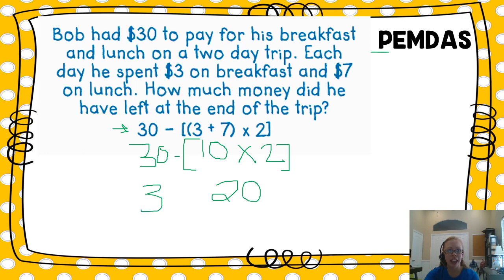And I go to my final step here. Each time I like to rewrite the problem to keep everything organized. I don't have any exponents. I don't have any multiplication or division, but look, on my addition subtraction step, I can solve out my problem. 30 minus 20 equals 10. So Bob had $10 left over at the end of his trip.